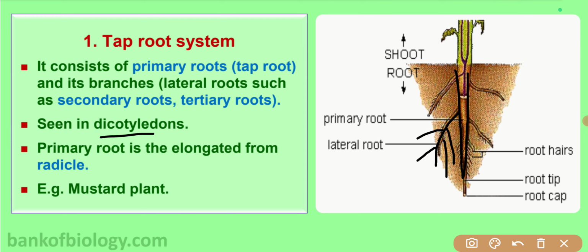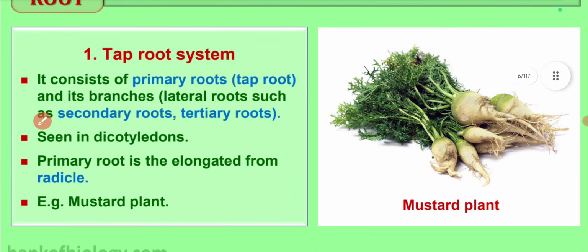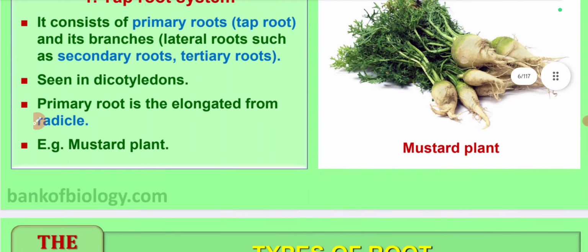The primary root is the main root that is elongated from the radicle. Example, mustard plant. Next slide. Tap root system: it consists of the primary root, tap root and branches. Same points are there. You can see the diagram, a mustard plant like this.